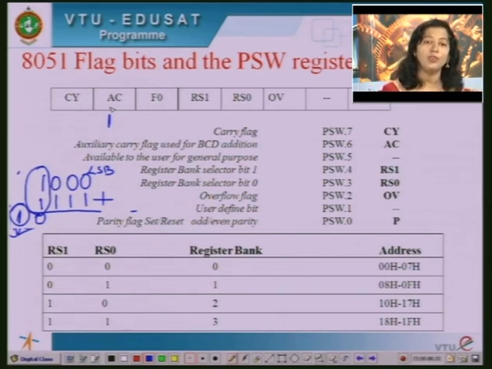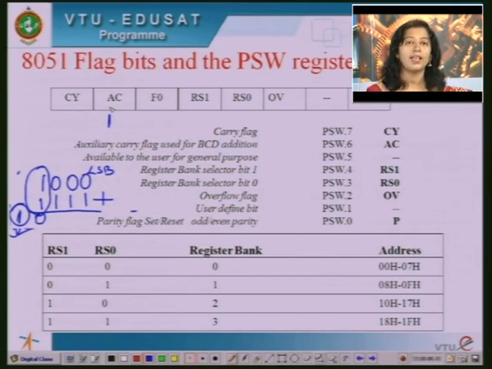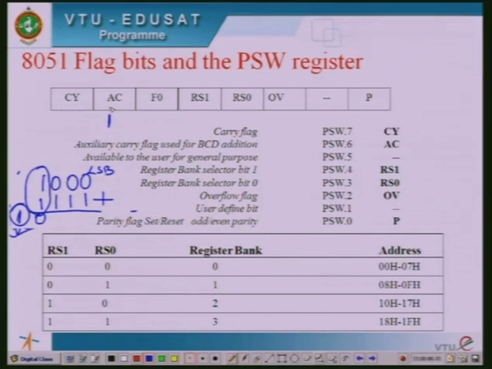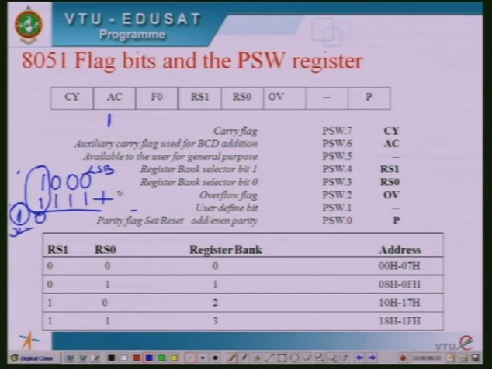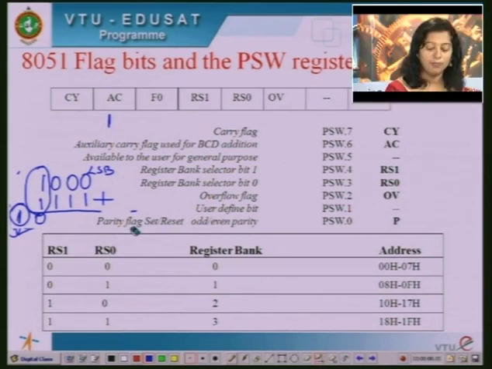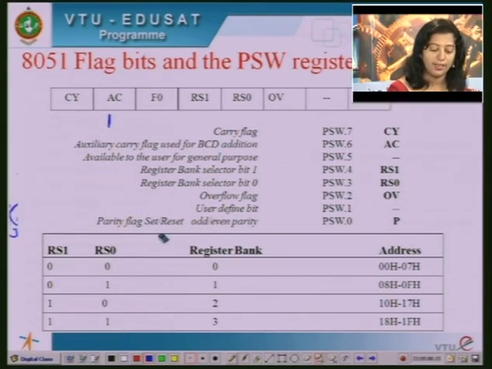So generally we use this principle in adding BCD numbers. I hope you all remember what BCD is, binary coded decimal. So when we add two BCD numbers, we always need to take into account 4 bits at a time, or one nibble at a time. So this is the working of the auxiliary carry flag.